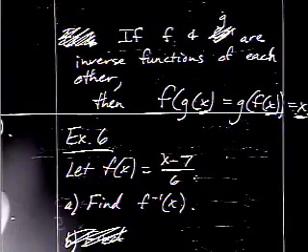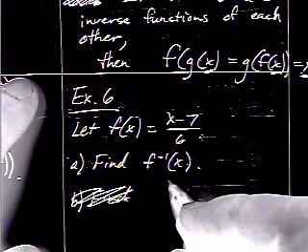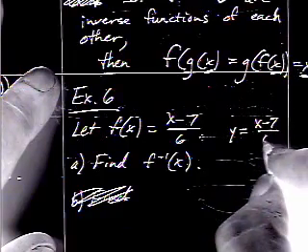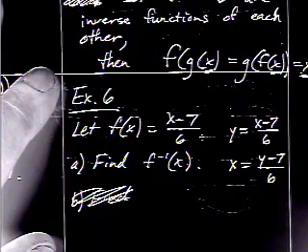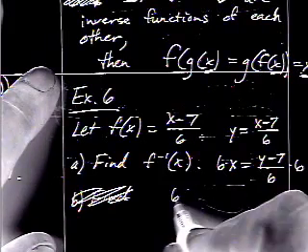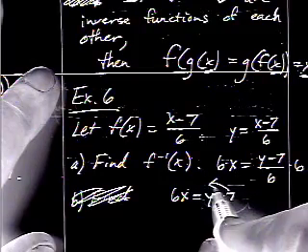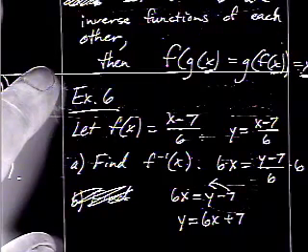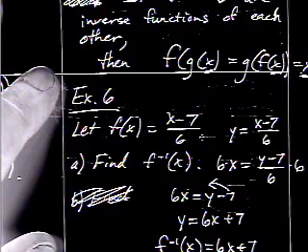So, in example 6, I got a few parts here, but the first part I want you to do is help me find f inverse of x. Okay, so let's see here. We're going to use y equals x minus 7 over 6. We're going to switch x and y. And we're going to solve, right? We're going to multiply by 6 on both sides. So we have 6x equals y minus 7. And then we're going to move that to the other side. So y is equal to 6x plus 7. So that is f inverse of x is 6x plus 7.